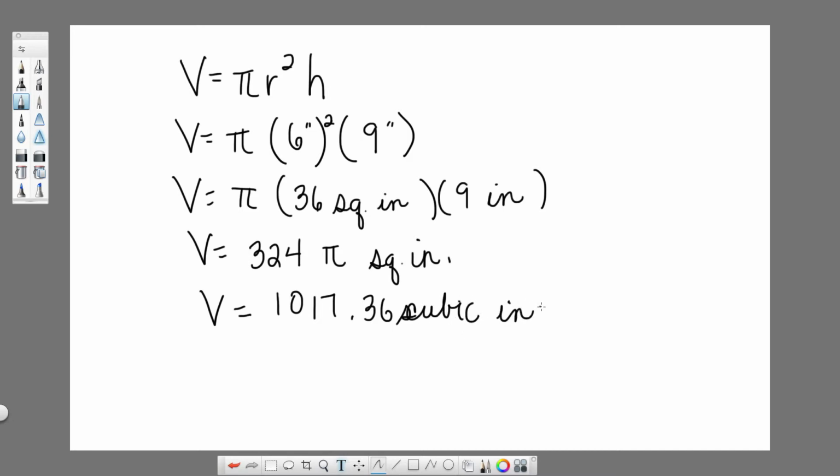Because I've got inches times inches squared, or I could write it as inches to the third power. If you didn't use the pi key and you used the value 3.14, your answer will be close to this, but not exactly, and it would still be counted right. All right, so pause the video if you need to.